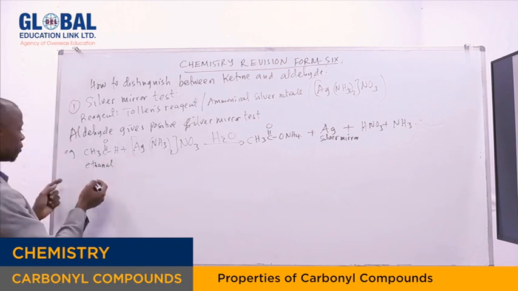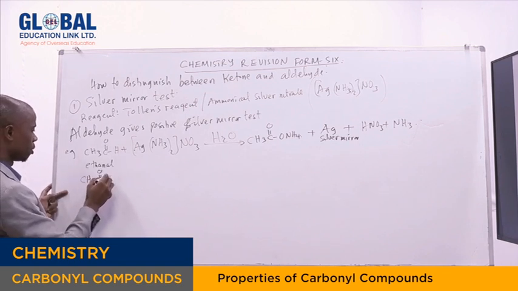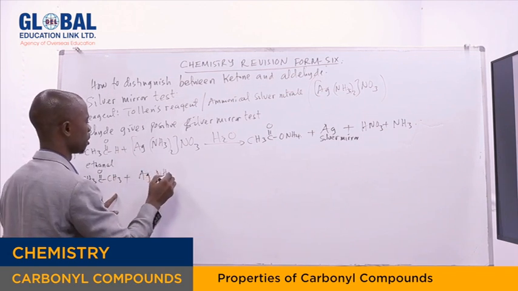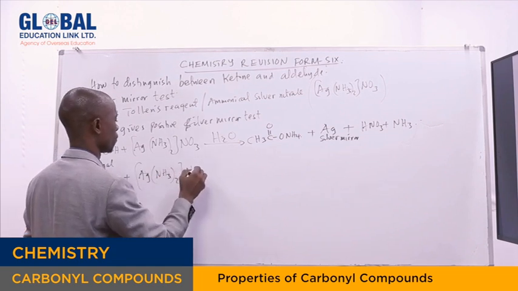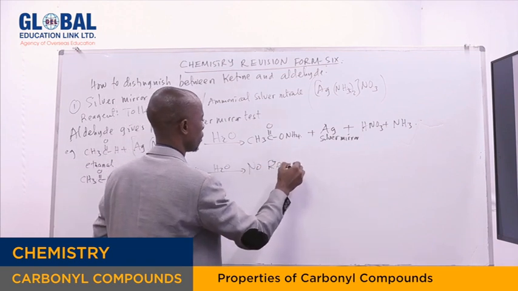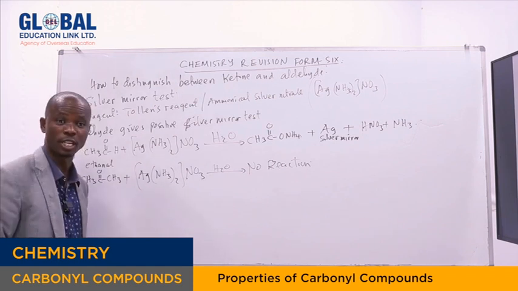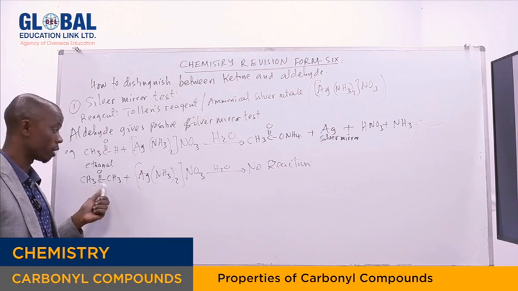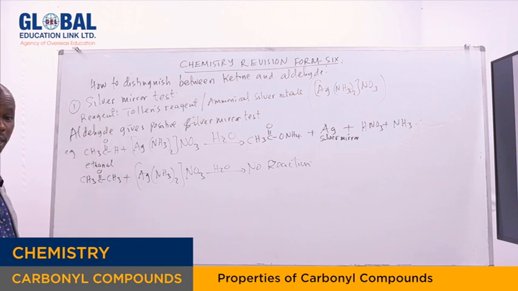But when we take, for example, this one, propanone, reacting with this reagent, there is no reaction because ketone resists oxidation. It lacks a hydrogen on the carbon atom containing the carbonyl group. So this one resists oxidation. So here you can distinguish between them by using the silver mirror test.